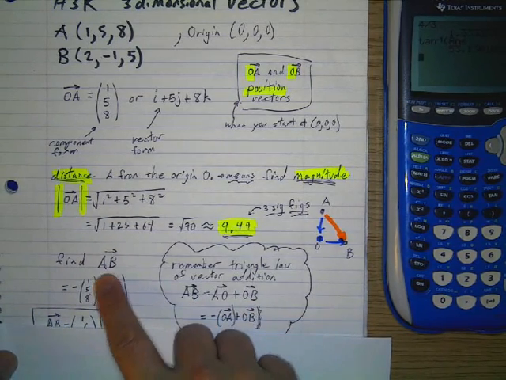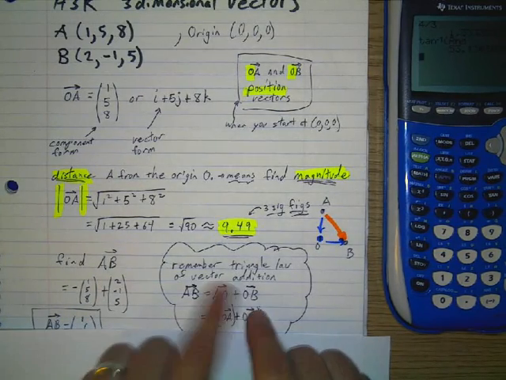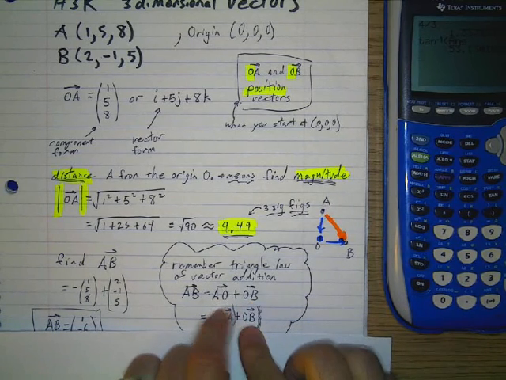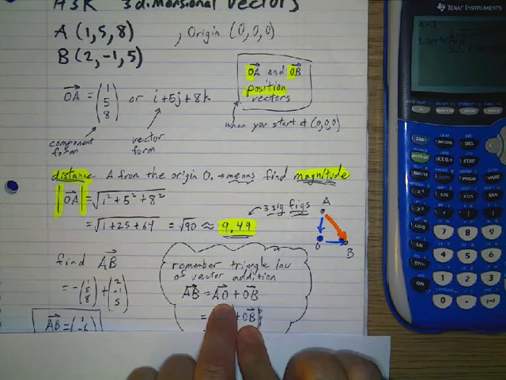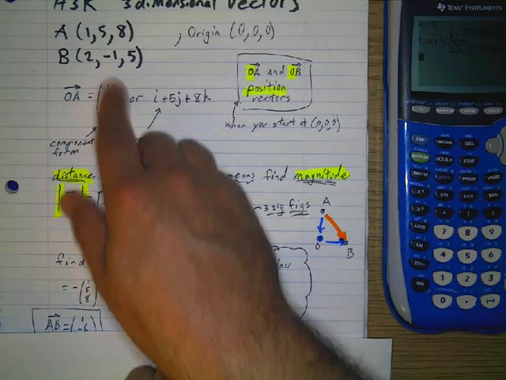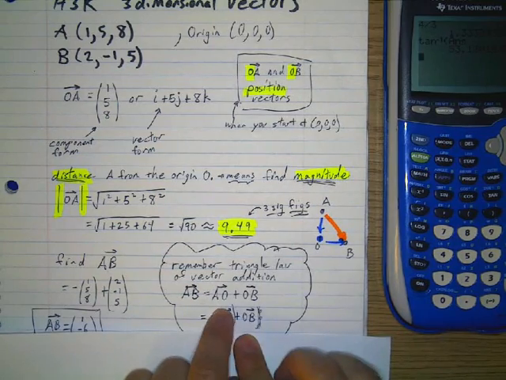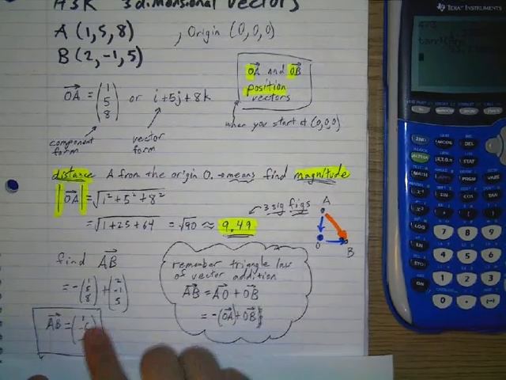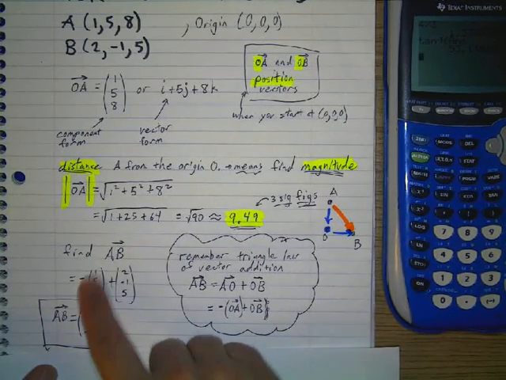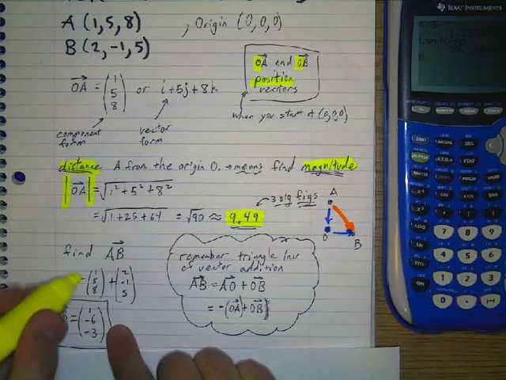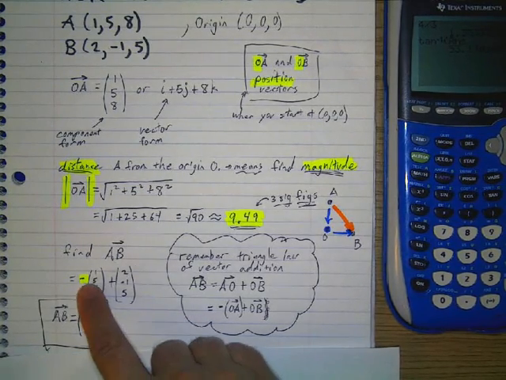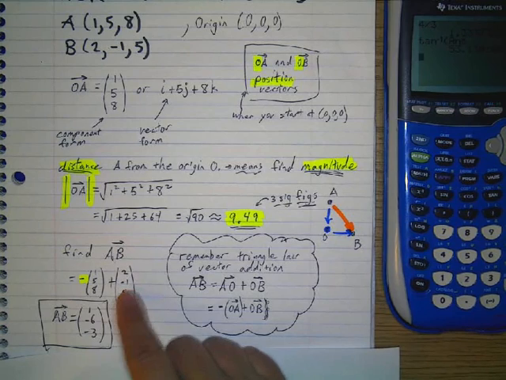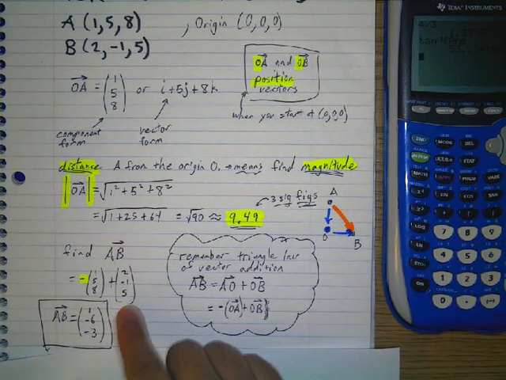Okay, so if I'm going from A to B, I know that I could go from A to the origin and from the origin to B. But in order to get A to the origin, we know the origin to A is this, right? So to switch this around from O to A, we have to change the signs of the 1, the 5, and the 8. So the 1, the 5, and the 8, I'm going to change the sign. And then when I change the sign, I've got -1, -5, -8. And -1 plus 2 is going to give me 1. -5 plus -1 is going to give me -6. And -8 plus 5 is going to give me -3.